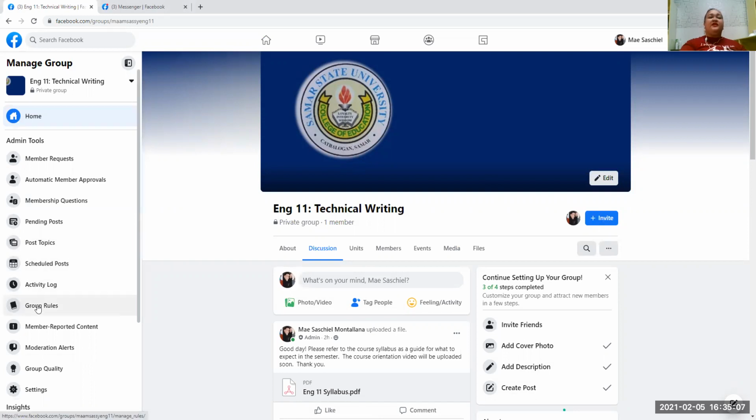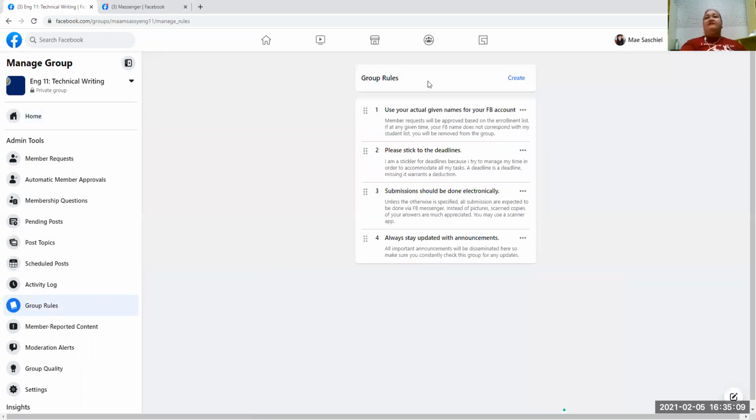Now, if you want to be an approved member of this group, I have the following rules. First, you have to use your actual given names for your FB accounts. Therefore, if your FB name is not appearing on my student enrolled list, then I will not be approving your request to be a member of the group. Next, I will reiterate this again. Please stick to the deadlines. I am a stickler for deadlines. Why? It's not because I want to be strict, it's because I have other things to do and I write down.